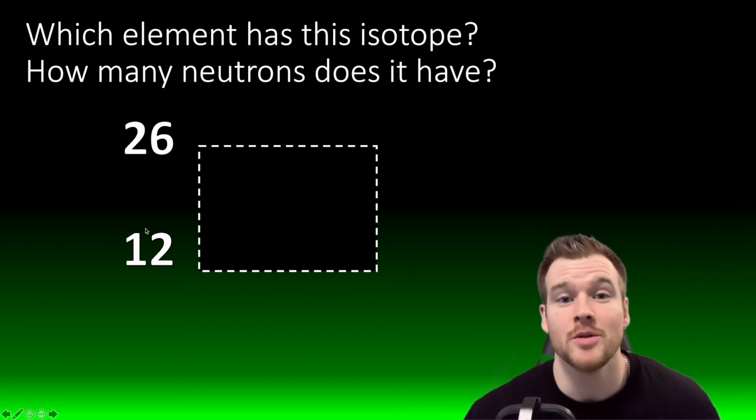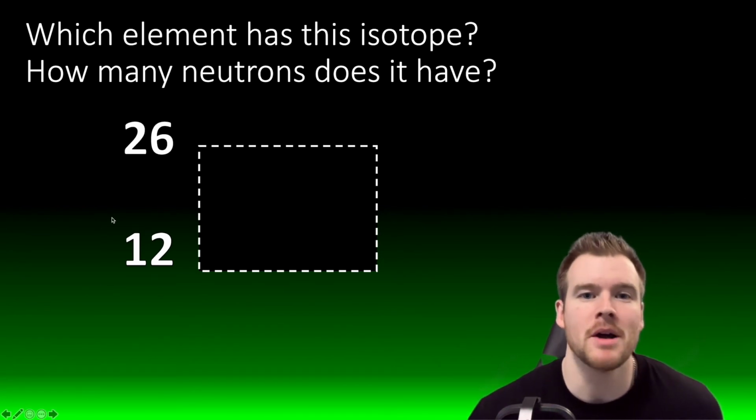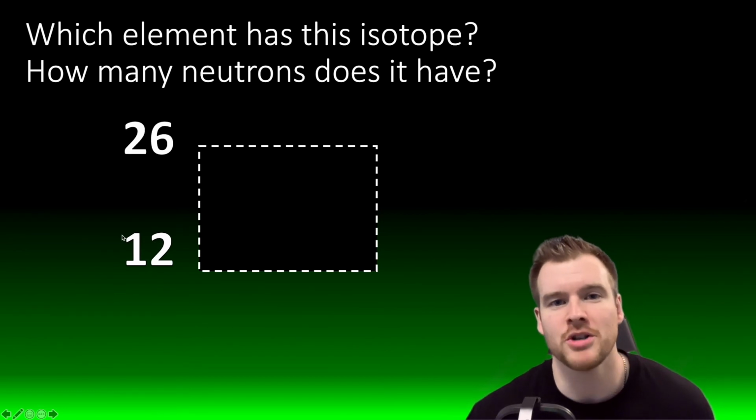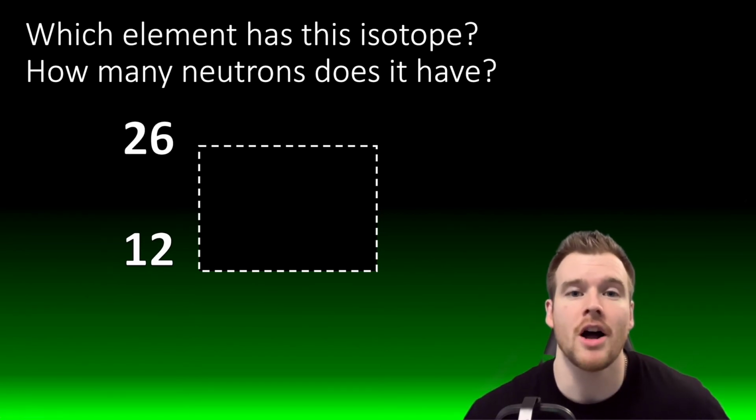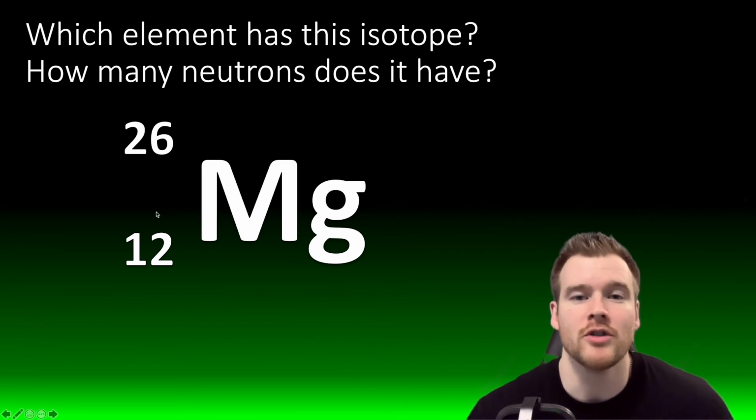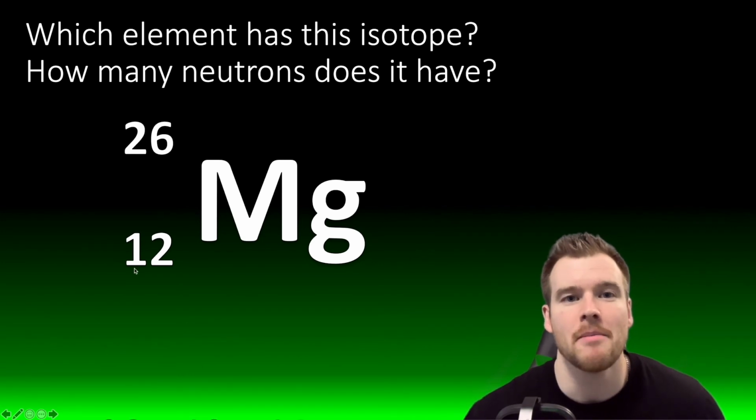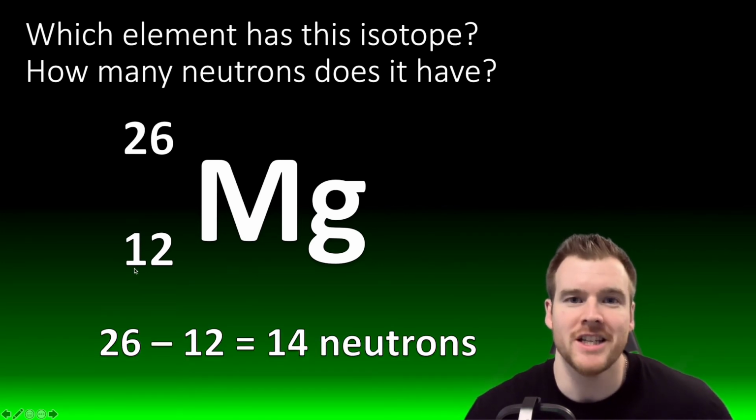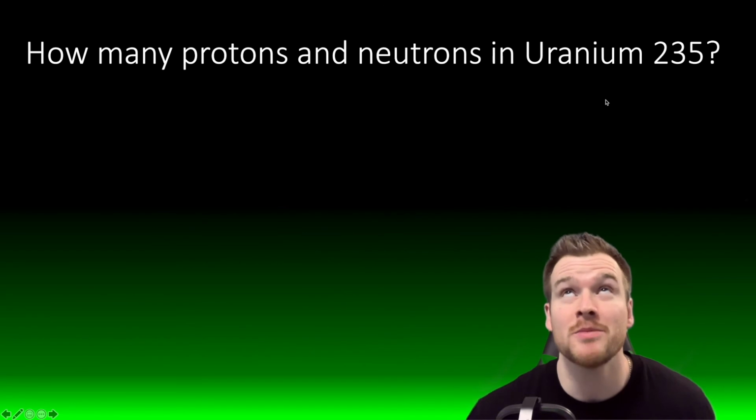To determine the element, look at this bottom number here, 12, that tells you the number of protons. So we look up that atomic number on the periodic table, and it turns out to be magnesium. So that's the first question. And then to determine the number of neutrons, again, we just take 26 minus 12, and we should get 14 neutrons. Sometimes isotopes are written like this, uranium-235.